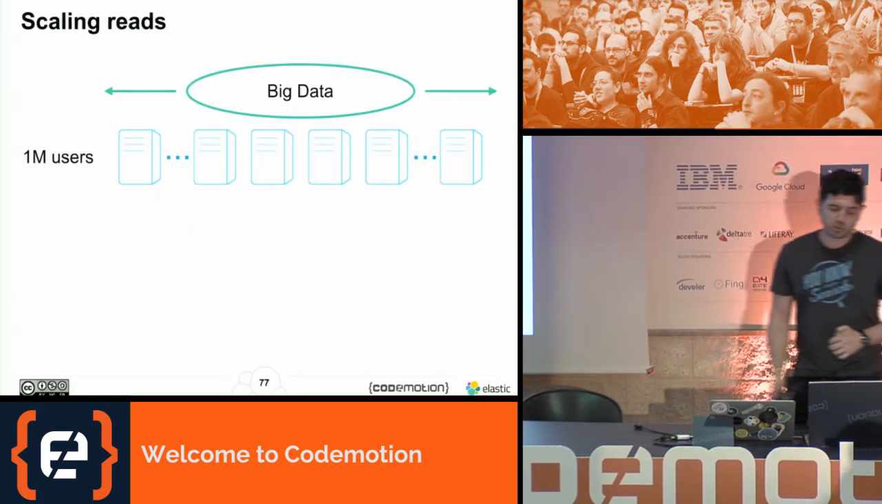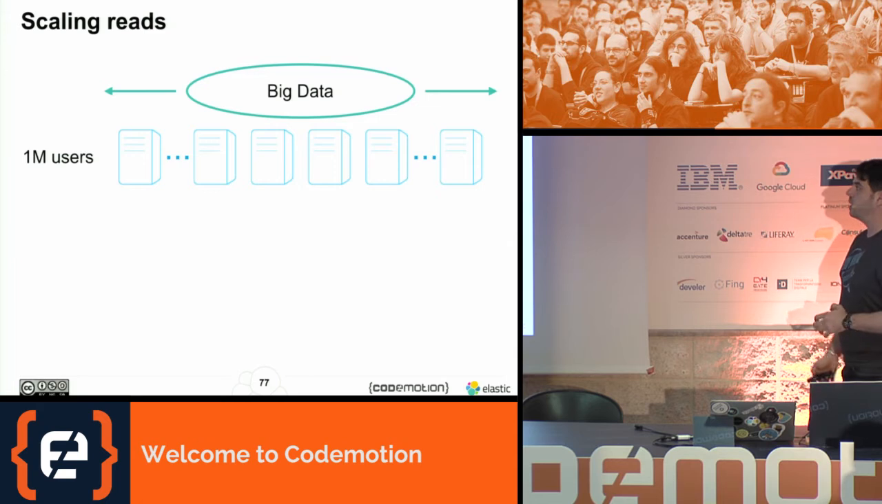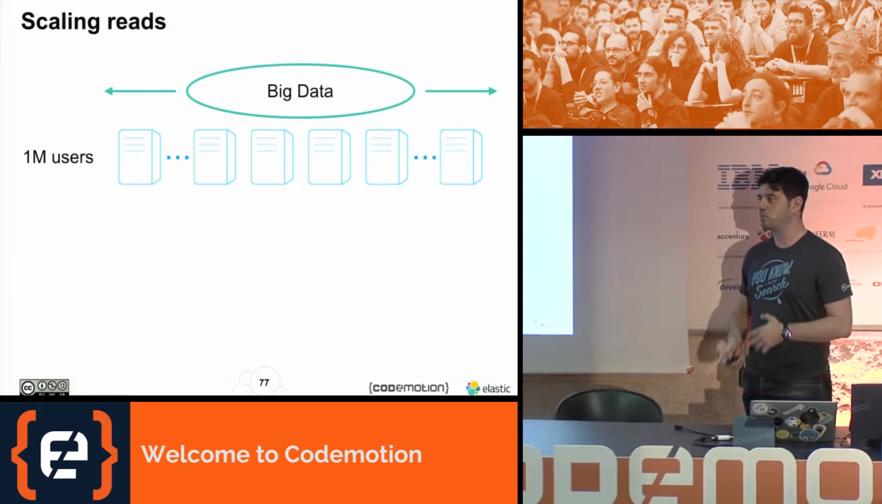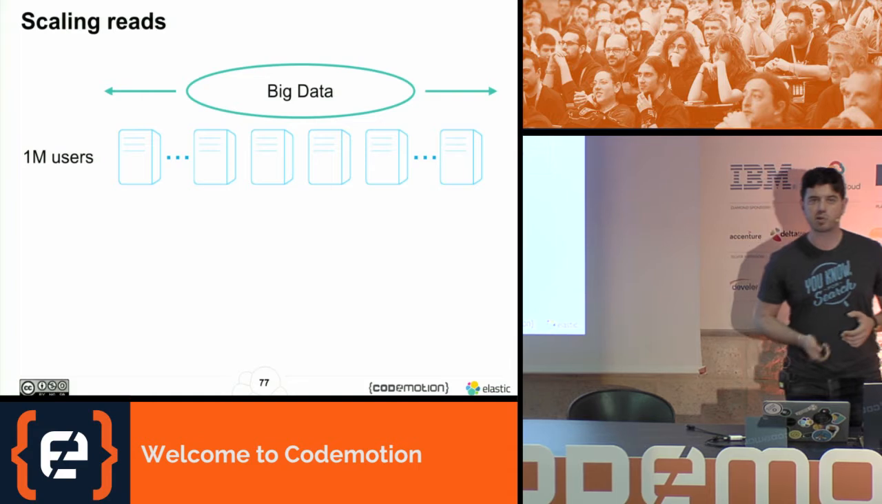So we've seen how to scale writing. What happens if maybe the amount of data we have is the same, but the number of users querying the data grows?